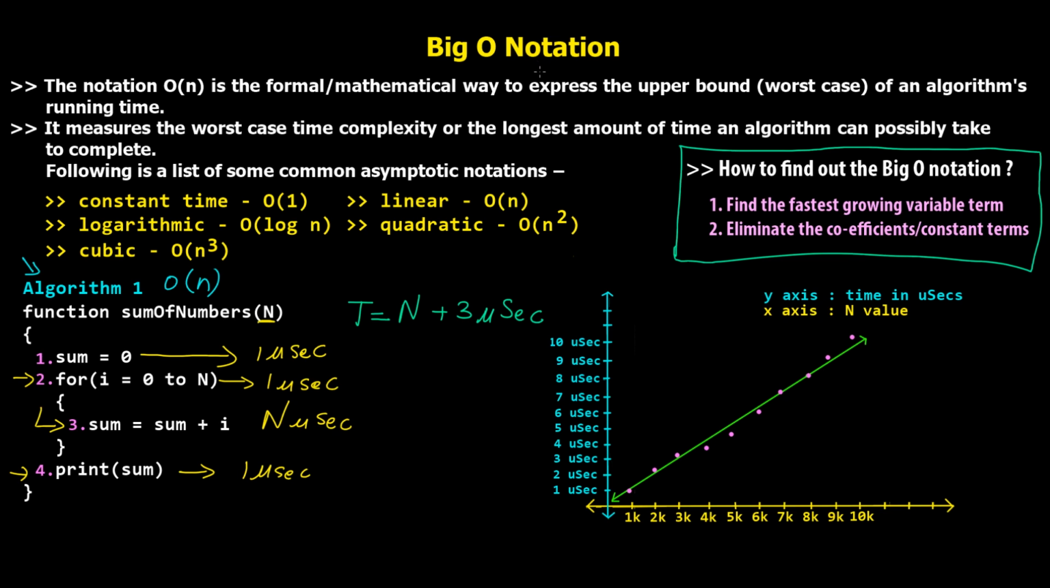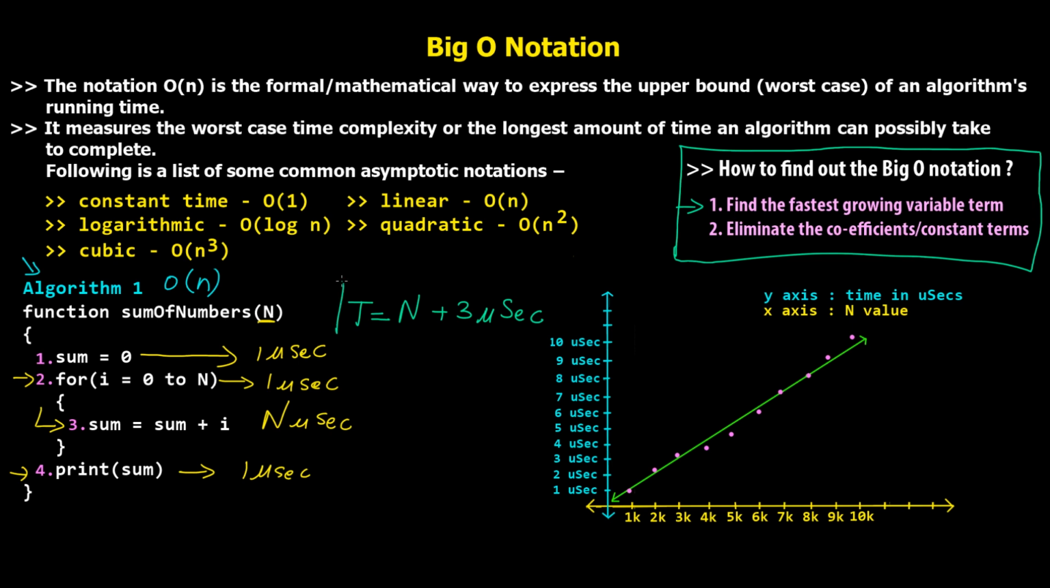That can be a separate tutorial itself. You can Google it also. But in a practical sense, you can also do it yourself just by studying the entire algorithm. And the 2 major steps are, first thing is we have to find out the fastest growing variable term in the entire equation.